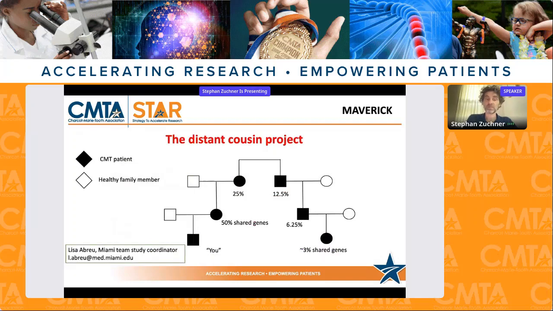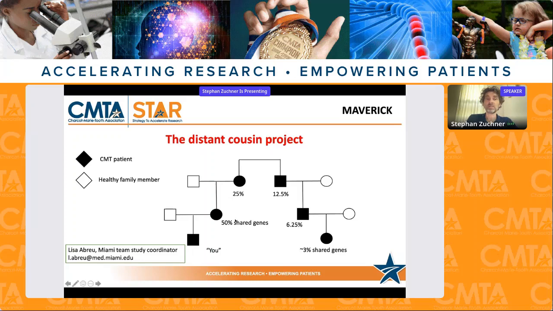But we also use quite traditional methods, like something we call the distant cousin project here. If there are large families that carry CMT in them, they in itself today can be a resource to identify a novel gene. So a large family, for instance, like this here, where despite everything, the CMT gene has not been identified yet, we can, with the technology we have available now, have a good chance to actually find something.